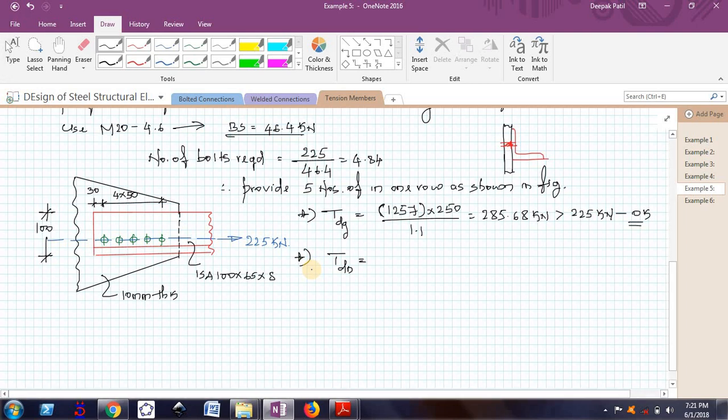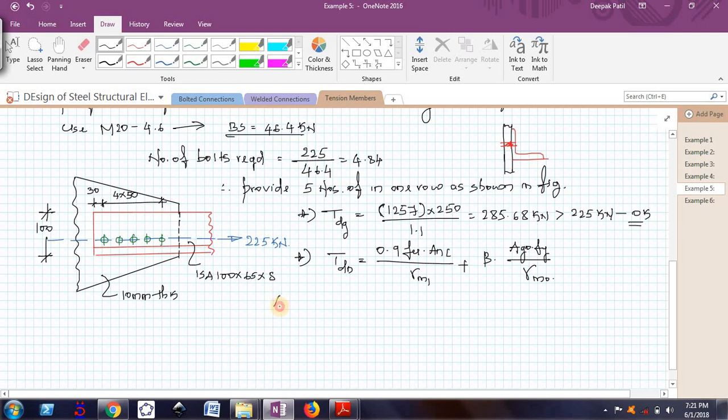Right, 0.9 Fu Anc divided by gamma M1, plus beta into Ago Fy divided by gamma M0. Okay, so I'll quickly go through all these things.